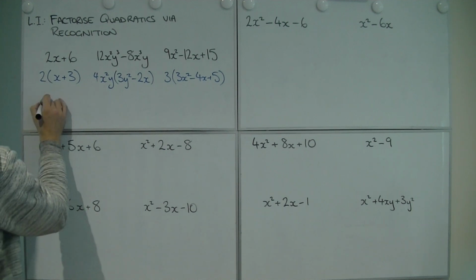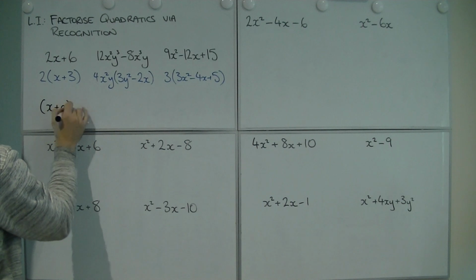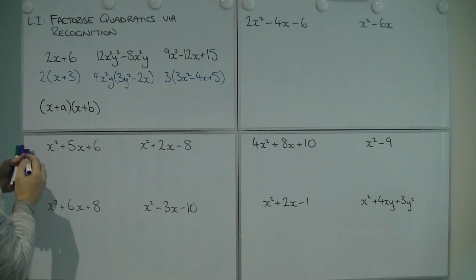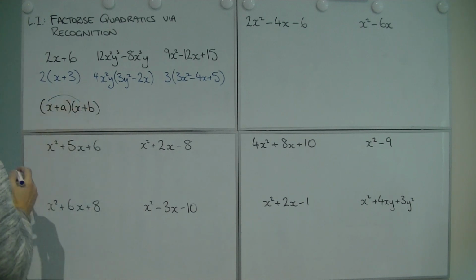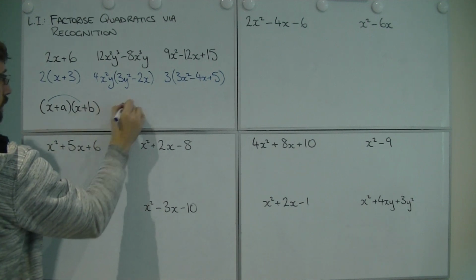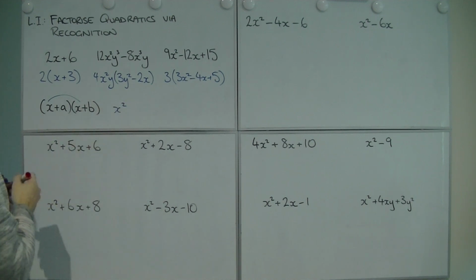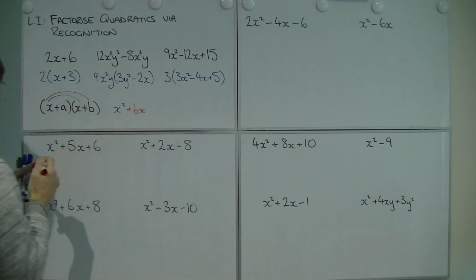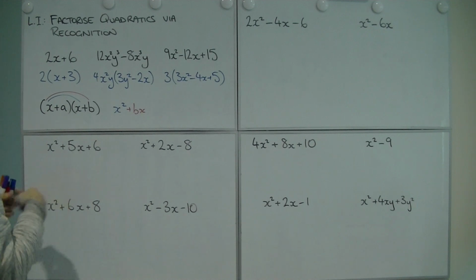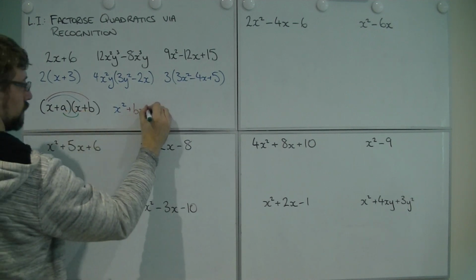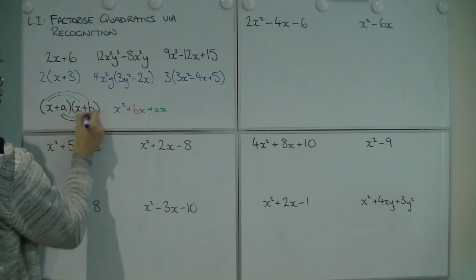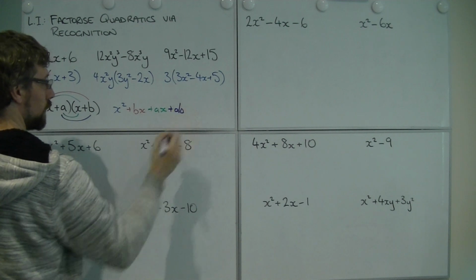I want you to think about x plus a, x plus b. I want to expand this thing out. Okay, well, we'll do a lovely rainbow thing. X by x is x squared. X and b gives me bx. A and x gives me ax. A and b gives me ab.